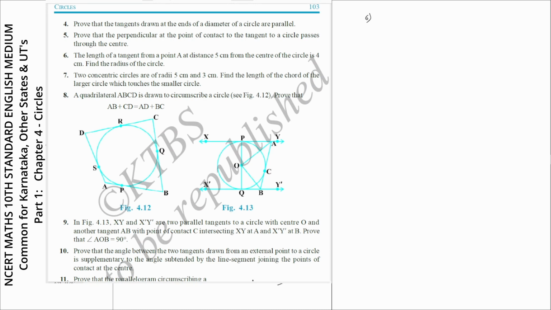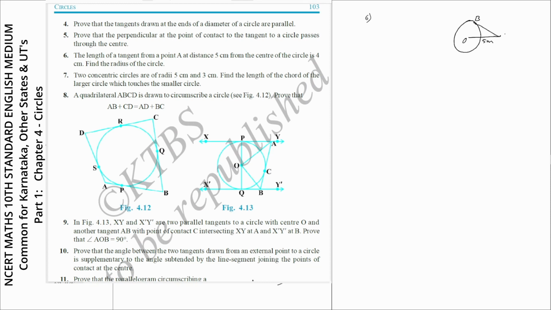Question number 6. The length of a tangent from a point A at a distance 5 centimeter from the center of a circle is 4 centimeter. So there is a circle centered at say O, and there is a point A, and the distance of that point from the center is 5 centimeter, and from here there is a tangent drawn, and the length of the tangent is 4 centimeter. Like this, say this is B.